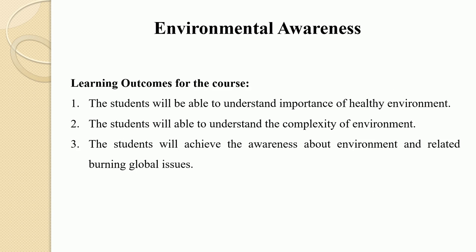The learning outcomes should be: the student will be able to understand the importance of a healthy environment in our life. The second outcome is that the student will be able to understand the complexity of environment, how organisms and living and non-living things interact with one another for life sustaining processes, which is obviously a very complex mechanism. That complex mechanism you will be able to understand after learning this course. And the third outcome is that the student will achieve awareness about the environment and related burning global issues.